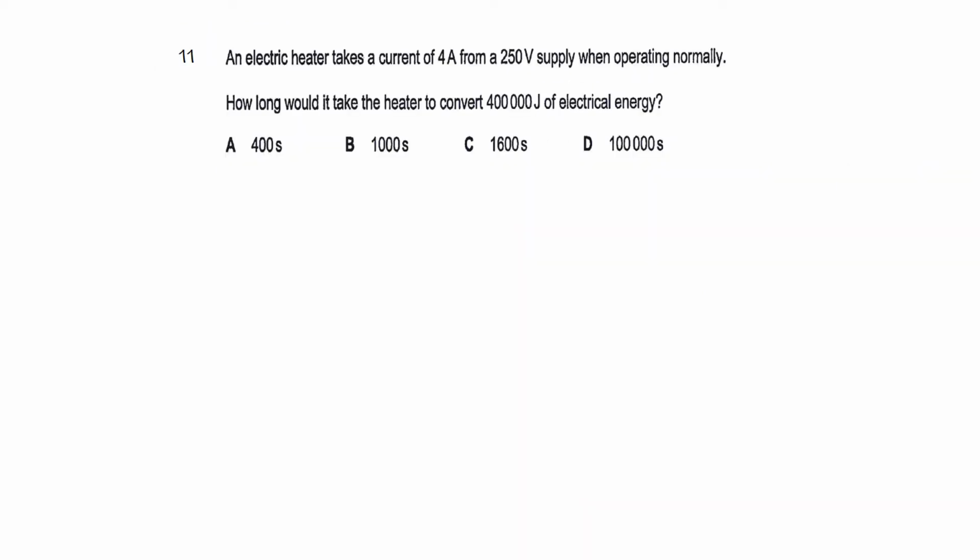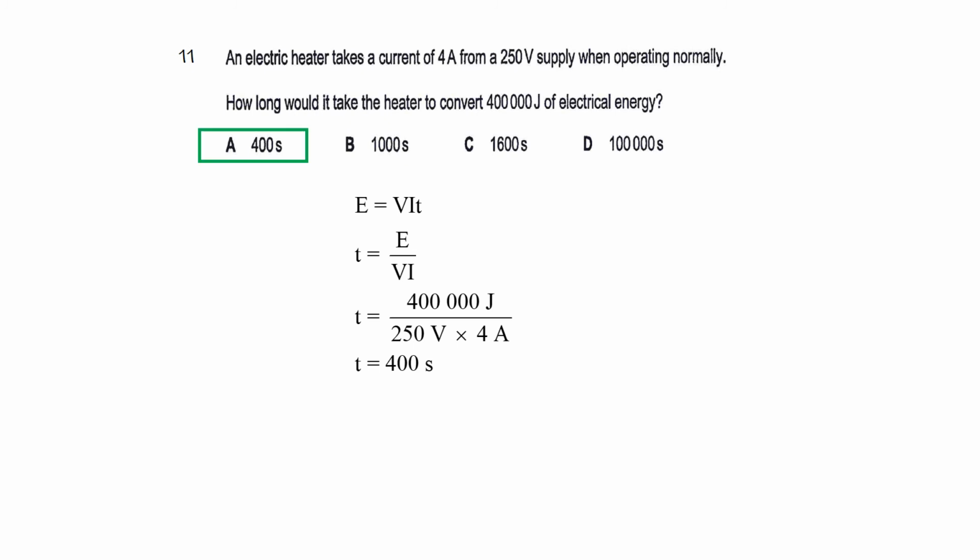An electric heater takes a current of 4 ampere from a 250 volt supply. How long does it take to convert 400,000 joules of electrical energy? We use the formula E equals to VIT. Energy is the voltage times current times time. T equals to E over VI. 400,000 joules divided by 250 volts times 4 ampere current. We get 400 seconds. A.